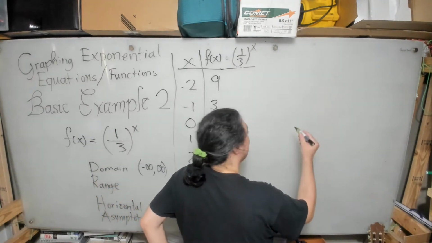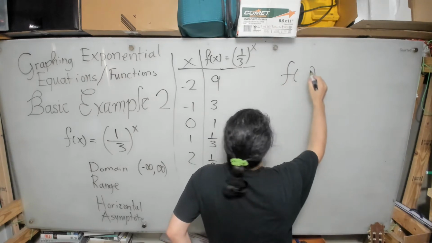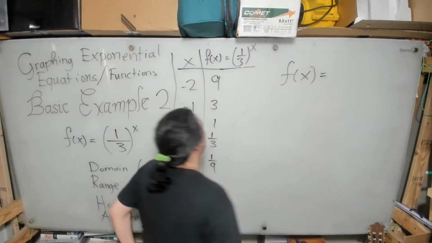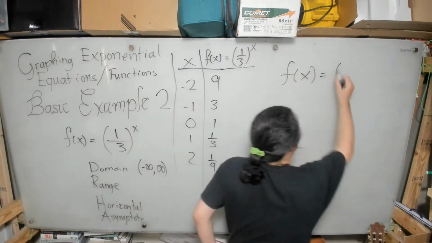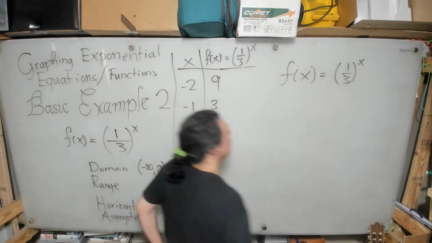I want to make an observation here that is going to be important for us. I want to look at f of x. Our f of x here is 1 over 3 to the x power.